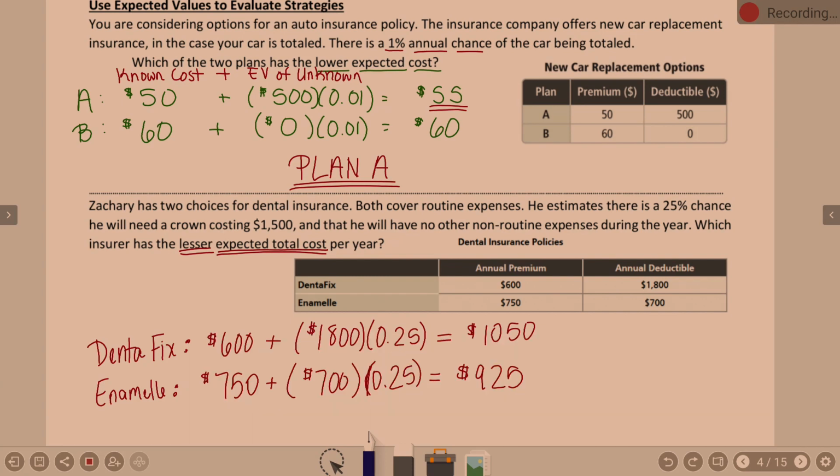Which insurer has the lesser expected total cost per year? Enamel. Okay. Right there, folks. 925. Your better deal is the Enamel. Okay. Got it?